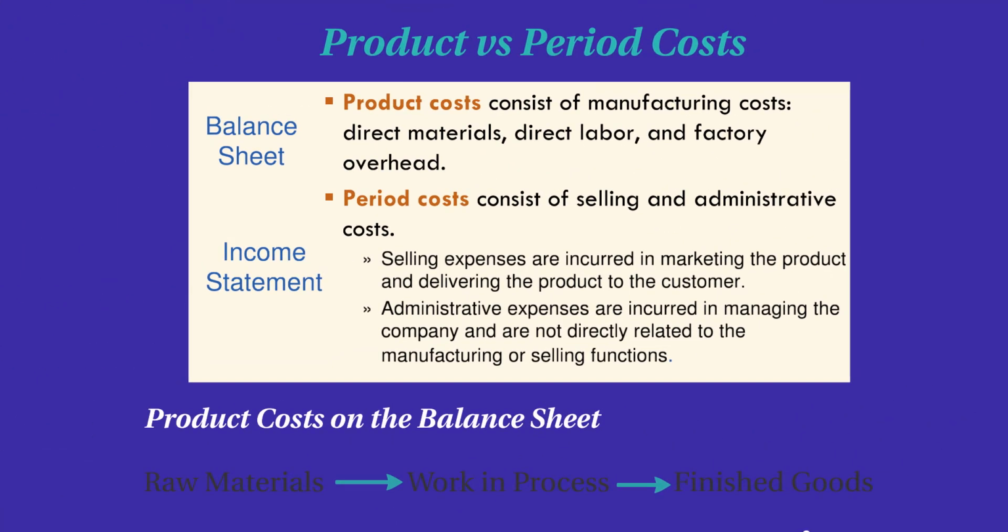Another way to classify costs is to separate them between product cost and period cost. Product costs are those three manufacturing costs: direct materials, direct labor, and factory overhead. Period costs are your selling and administrative costs. These costs are expensed immediately and therefore will show up on your income statement. Your product costs, your direct materials, your direct labor, and your factory overhead will be put into your work in process account and attach itself to your inventory. And because inventory is an asset, it will show up on the balance sheet.